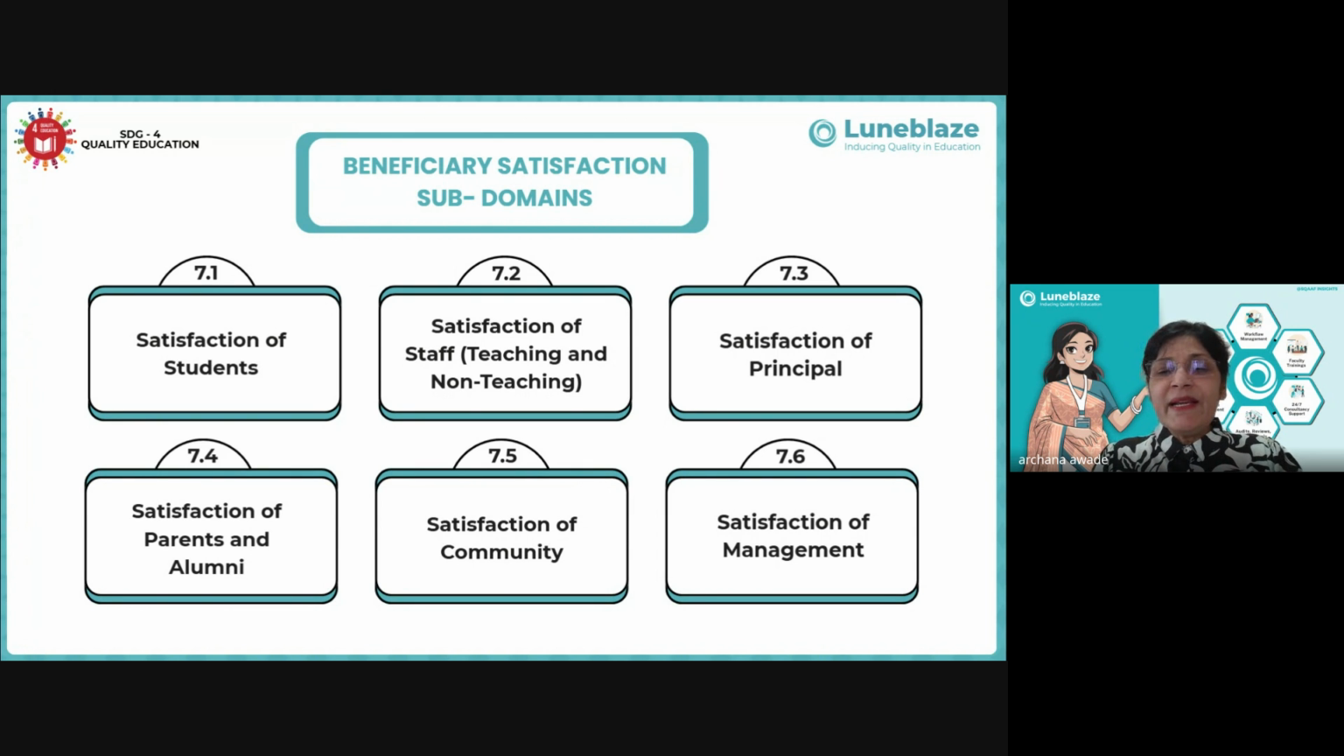Next subdomain is satisfaction of parents and alumni, who are also very important stakeholders of the school. Parents want to see holistic growth in their children and clear communication with the school. Similarly, alumni's satisfaction reflects how well the school prepared them for life beyond. For example, an alumnus who credits their leadership skills to the opportunities given in the school is an ambassador of satisfaction.